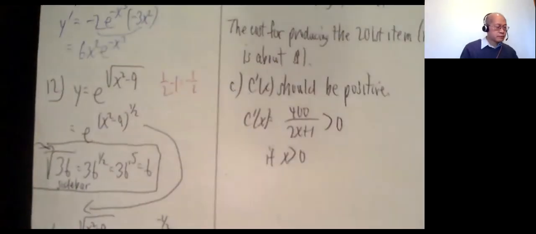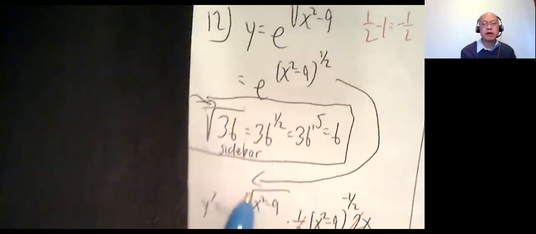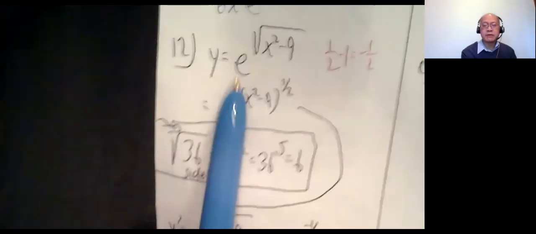All right. So now back to this problem. To find the derivative, y prime is same thing. First, I copy the same thing, e to the radical x squared minus 9.